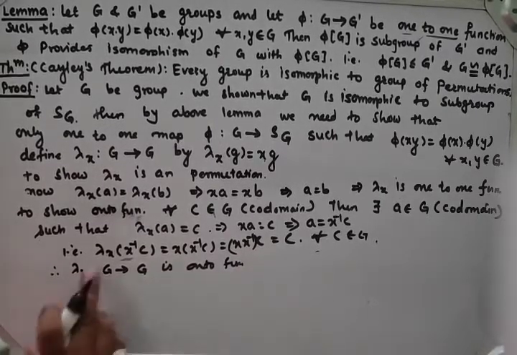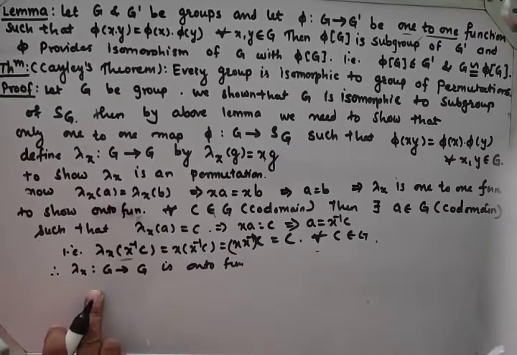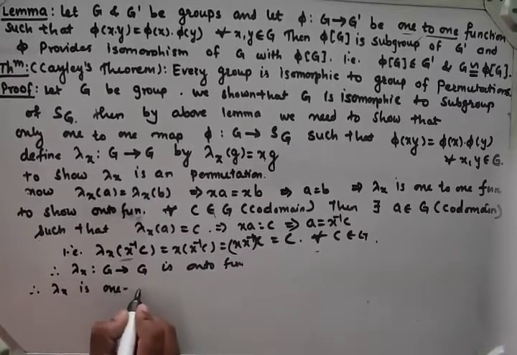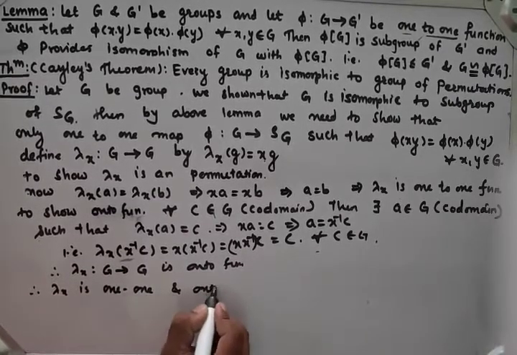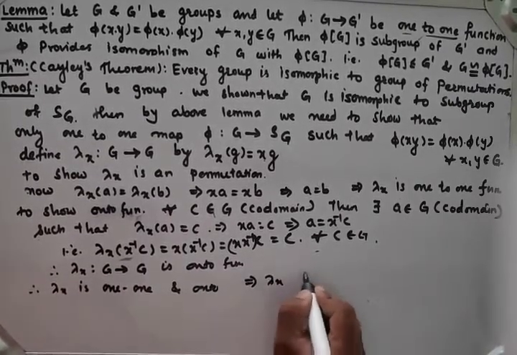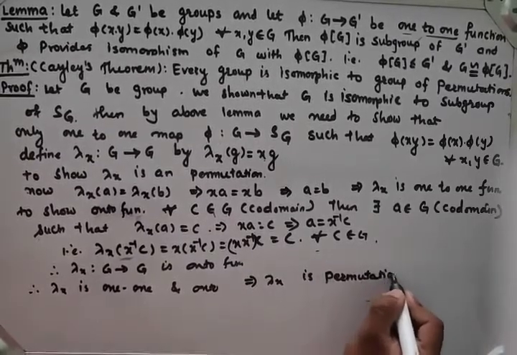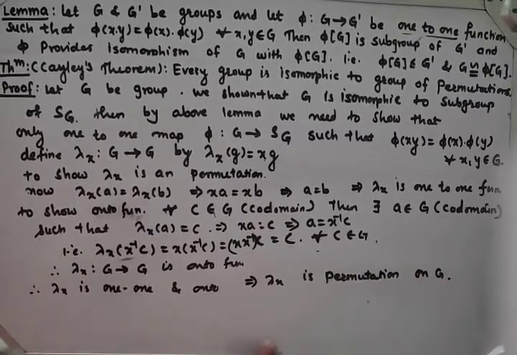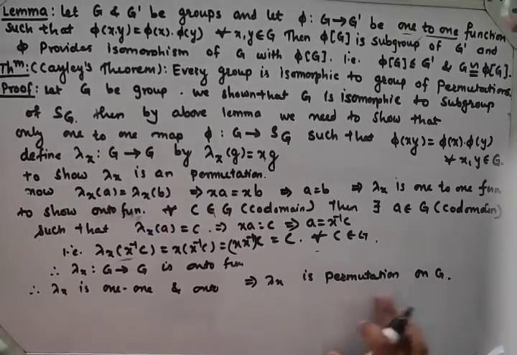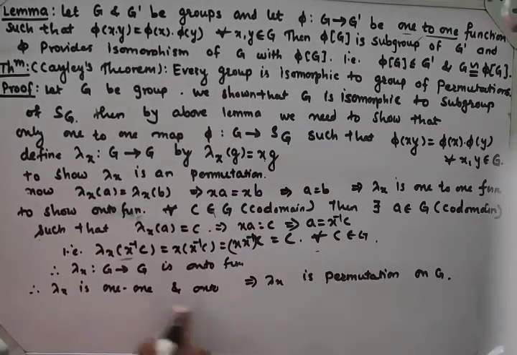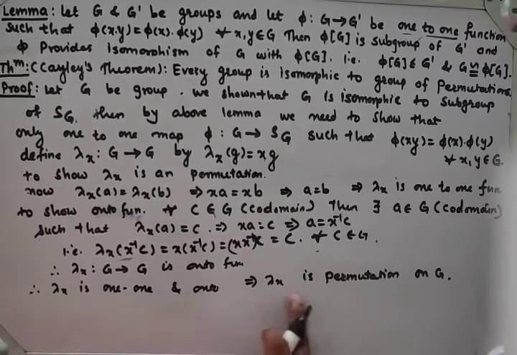So lambda x is one-one and onto. Therefore lambda x is a permutation on G, because the definition of permutation is that a function f from A to A is said to be a permutation if it is both one-one and onto. So here lambda x is one-one and onto, therefore lambda x is a permutation on G.